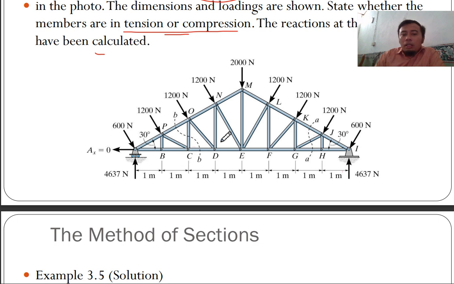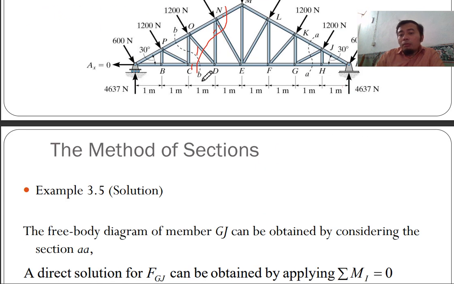So it is important for you to really decide where to cut, because let's say you cut such that it causes 4 members like this, you have 1, 2, 3, 4, 5. You have 5 unknowns, and you cannot solve the forces directly. You need more equations from other members, so it will be a hassle. It will take too much time for your analysis.